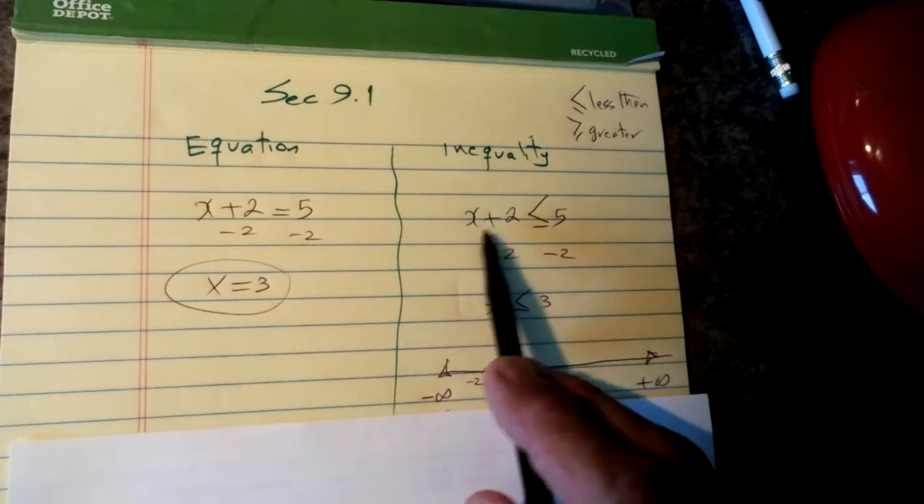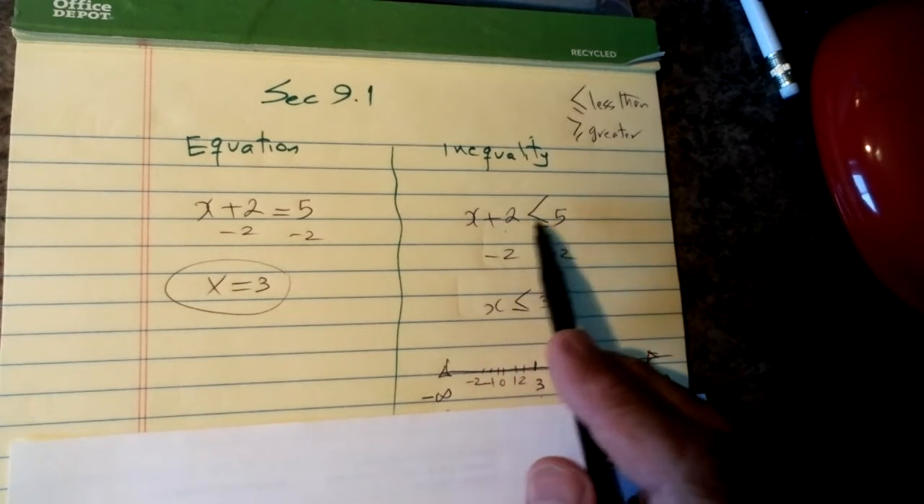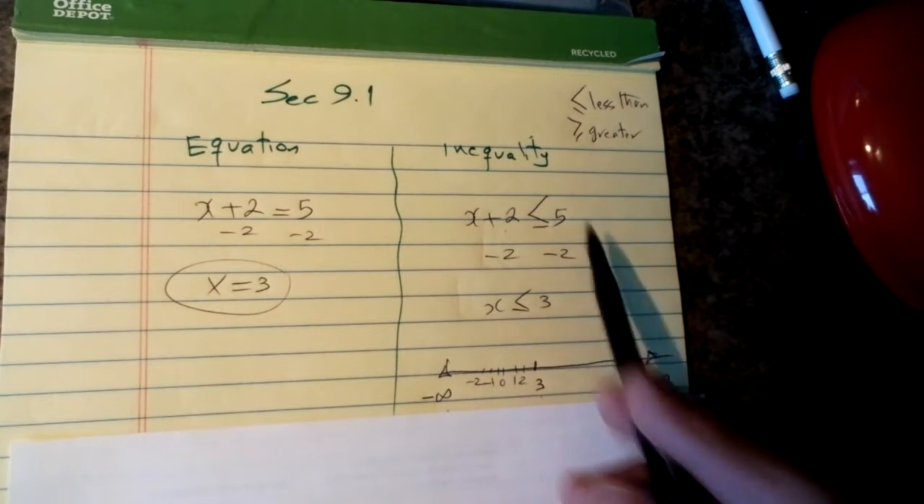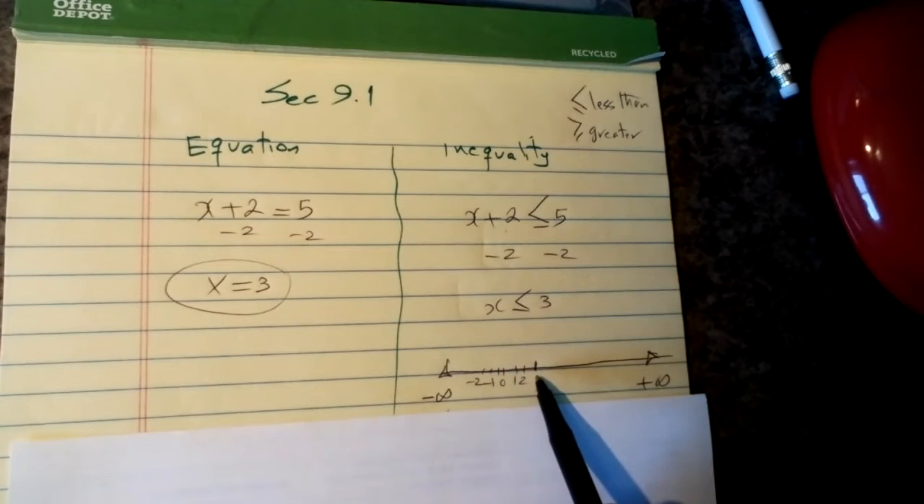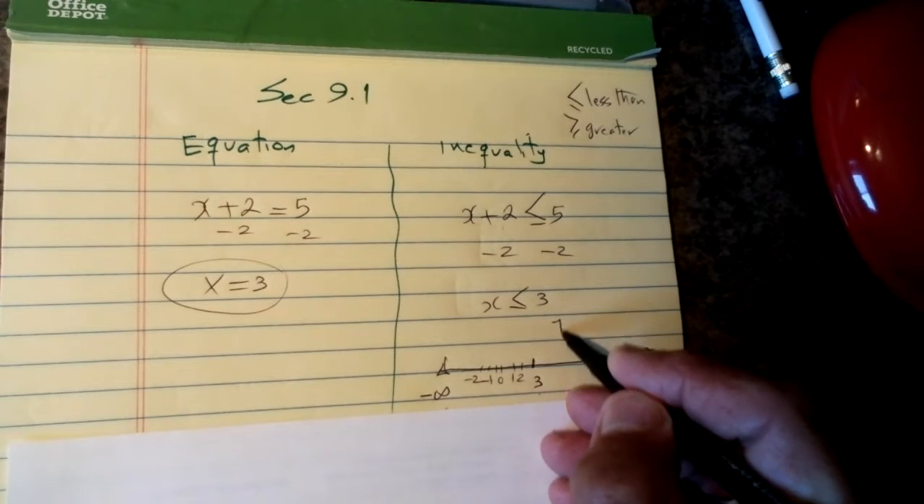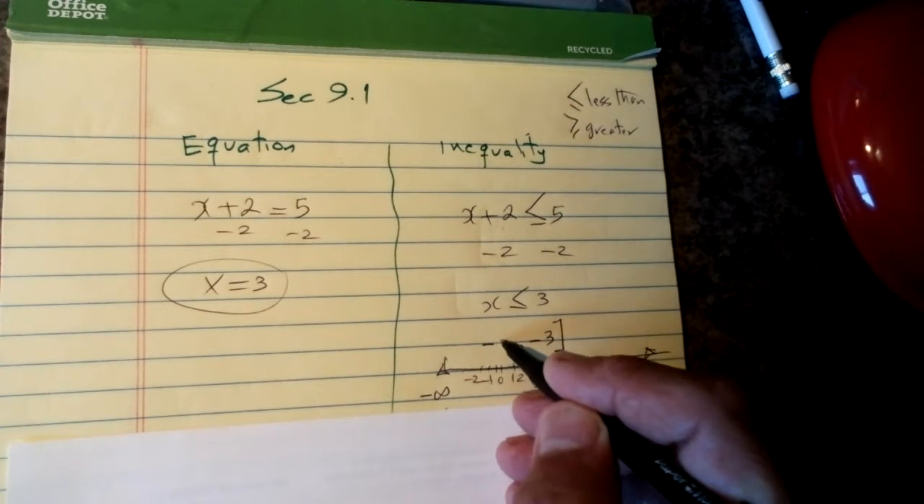Like 3. 3 plus 2 is equal to 5. What about 2? 2 plus 2 is 4. Is 4 less than 5? Yes. 1. 1 plus 2 is 3. 3 is less than 5. Negative 1. Negative 1 plus 2 is 1. See, there are so many, infinite numbers between 3 and minus infinity. So the answer is all the numbers between 3 and negative infinity.